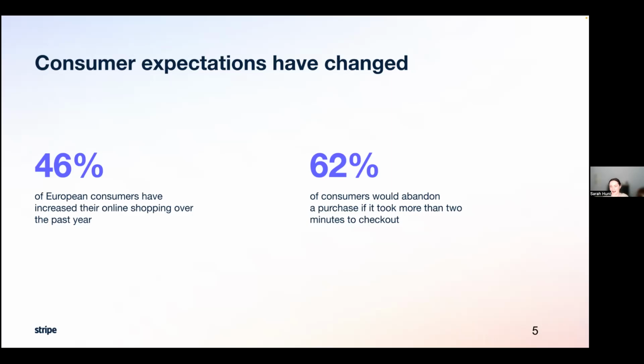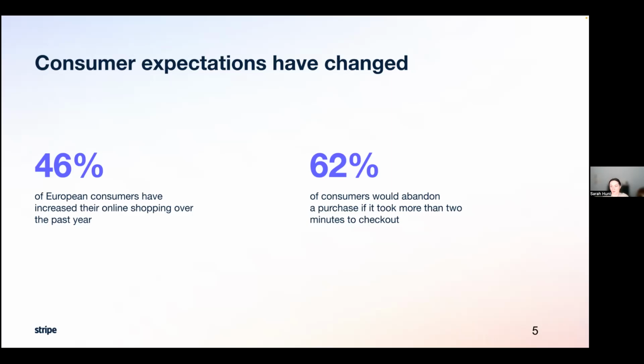And actually at this point, I would really encourage everyone on the call to think about their own experience as a consumer. So take your business hat off for a moment and think about yourself as a buyer. What is your level of tolerance for a slow checkout, and how would you behave in some of these scenarios? I know for me, if I can't buy in a few clicks, I will just move on.